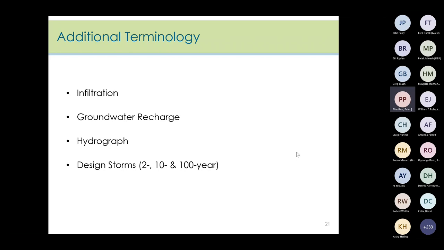Here are some additional terms relevant to understanding the design and performance standards. Infiltration is the permeation of stormwater into the soil by filtration. Groundwater recharge is precipitation that infiltrates into the soil and is not evapotranspired. Hydrograph, in the context of stormwater runoff analysis, is the graph depicting the flow of runoff versus the time passed at a specific point of analysis. And then these design storms, which will be covered further on the next few slides, are theoretical storm events based on precipitation data with an average recurrence interval of 2, 10, and 100 years.